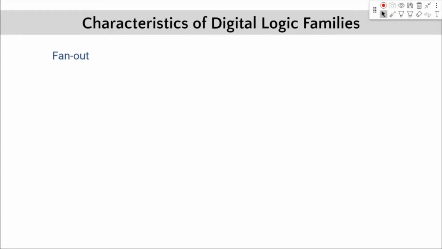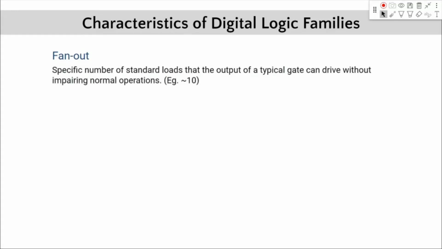Those are characteristics of that particular op-amp. Like this, these are characteristics or specifications of a digital logic family. The first such characteristic is called fan out. Fan out essentially says how many standard loads you can connect to the output of the gate, and they will be driven.